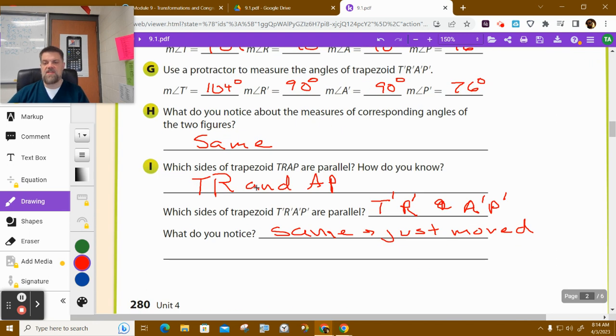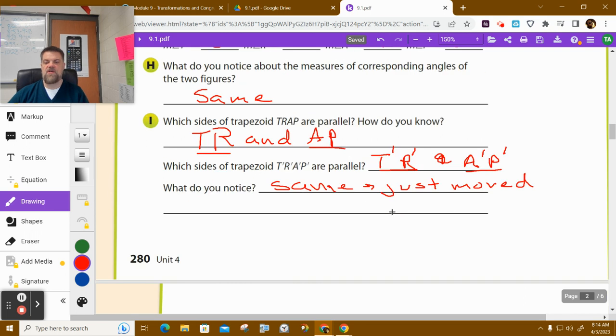And then it says, what did you notice about the corresponding angles? They're the same, or congruent, which is a fancy math word that Mr. Adams will use. And then it says, which sides of the trapezoids are parallel? Well, that would be TR and AP. And what about the image of the trapezoid, T prime, R prime, A prime, P prime? That's the translated image. Well, guess what? T prime R prime and A prime P prime are also parallel.